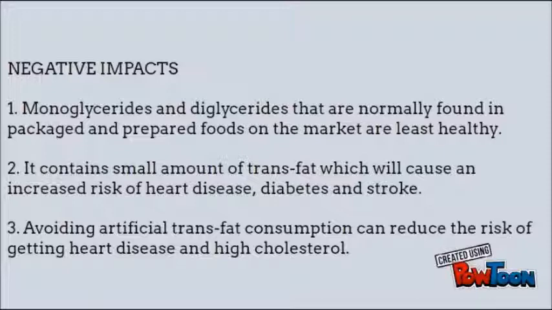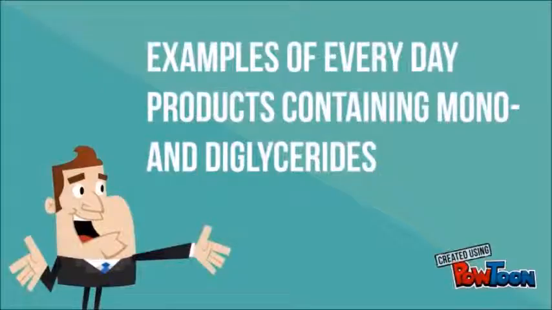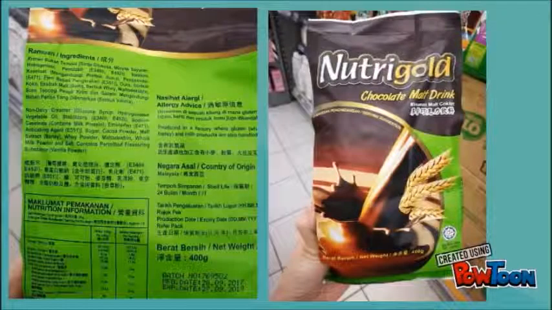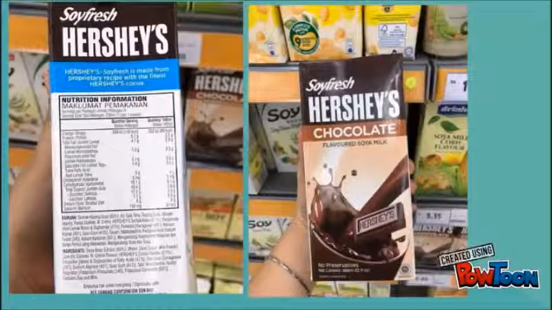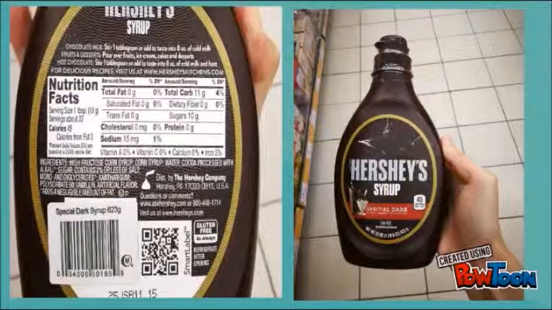For the negative impacts, monoglycerides and diglycerides that are normally found in packaged and prepared foods on the market are least healthy. They contain a small amount of trans fat which will cause an increased risk of heart disease, diabetes, and stroke. Avoiding artificial trans fat consumption can reduce the risk of getting heart disease and high cholesterol. There are many examples of everyday food products containing mono and diglycerides, which are Nutrigo chocolate malt drink, Soy Fresh, Hershey chocolate, and Hershey syrup.